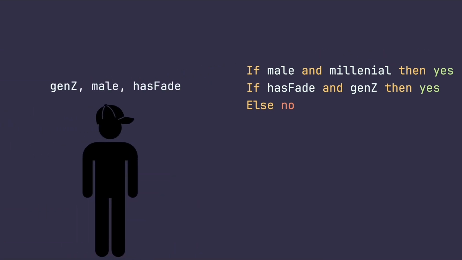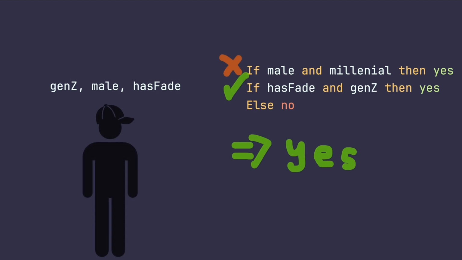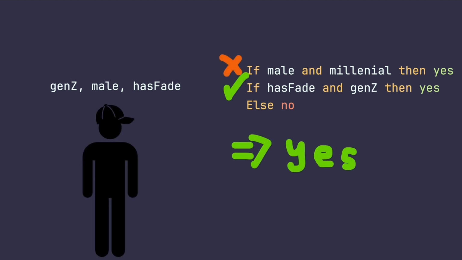So let's say this person now comes in, let's call him Toby. He comes into Ahmed's store and we want to try to predict if he will like our combo or not. So he is Gen Z, he's male and has a fade. Let's see, our first rule is if male and millennial, then yes. This is of course false because he's Gen Z. And if has fade and Gen Z, then yes. And he does have a fade and he is Gen Z. So we basically therefore predict he will like the combo. And the answer is yes, he actually liked the combo. This is how we predicted it.